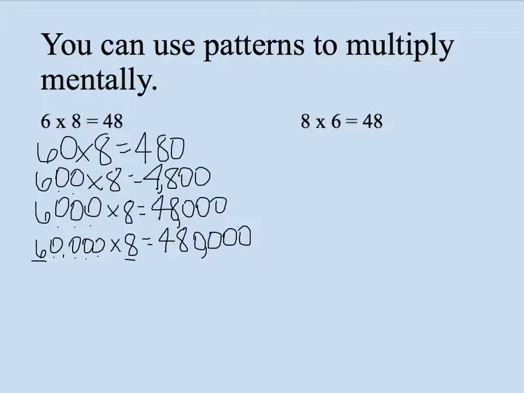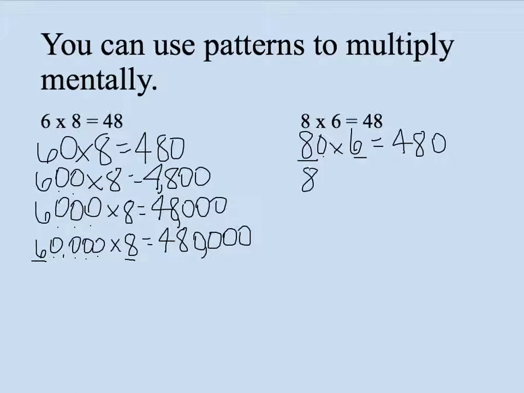Over on the right-hand side, you see the exact same problem, only using the commutative property, I've switched the factors. So in this case, if we did 80 times 6, it's going to be the same thing as we did over on the left-hand side. We're going to multiply the non-zero digits, 8 and 6, which we know from the commutative property is going to be the same as 6 times 8. And then we're going to add our 1 zero to the end.